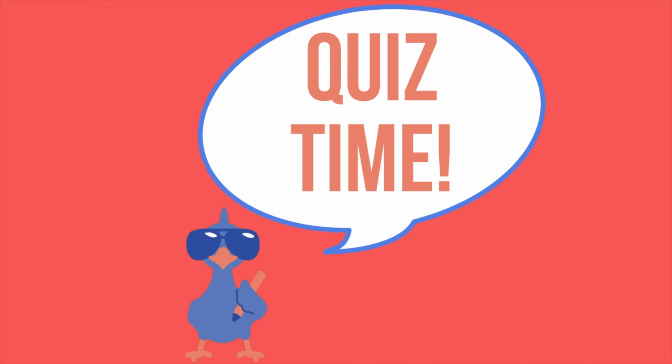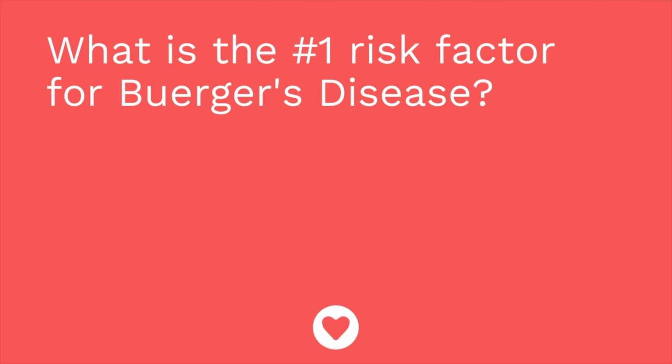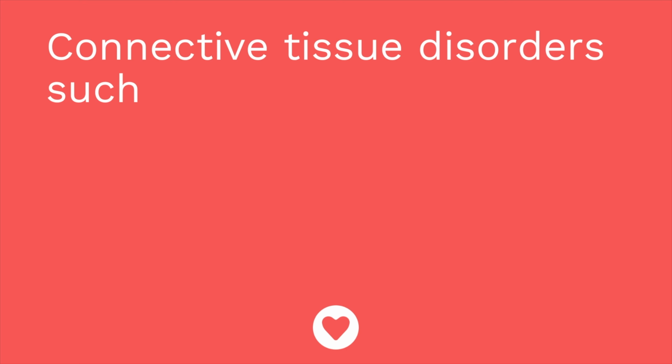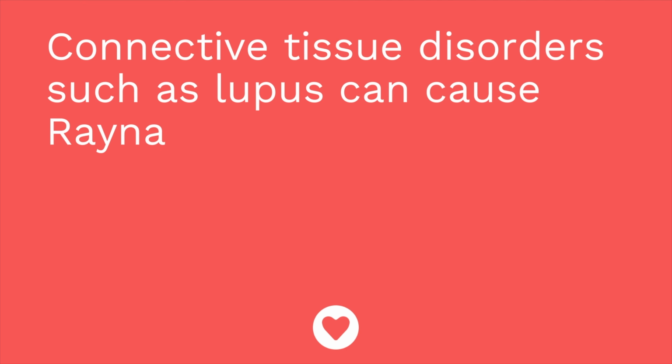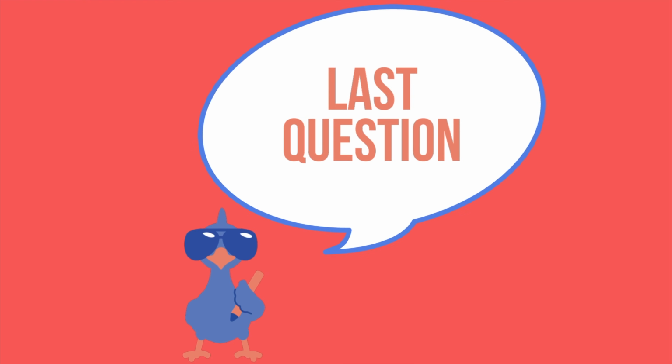All right, time for a quiz. I have 3 questions for you. First question, what is the number one risk factor for Berger's disease? The answer is smoking. Question number 2, connective tissue disorders such as lupus can cause Raynaud's phenomenon. True or false? The answer is true.